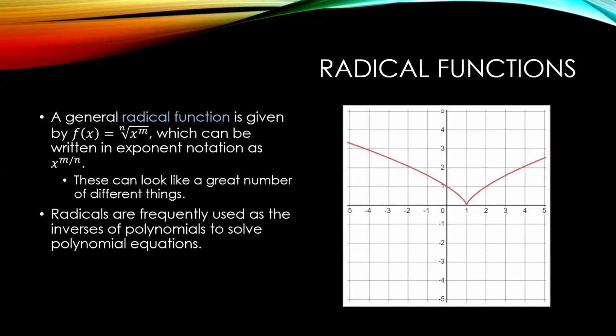Radical functions, they can look fairly radical. And so a radical function is something of the form nth root of x to the m, which we can also write in exponent notation as x to the m over n. These can look like a lot of different things. It really depends on the ratio of m to n. Radicals are frequently used as the inverses of polynomials to solve polynomial equations. There are a number of other applications of them, though, but that's one of the big ones.